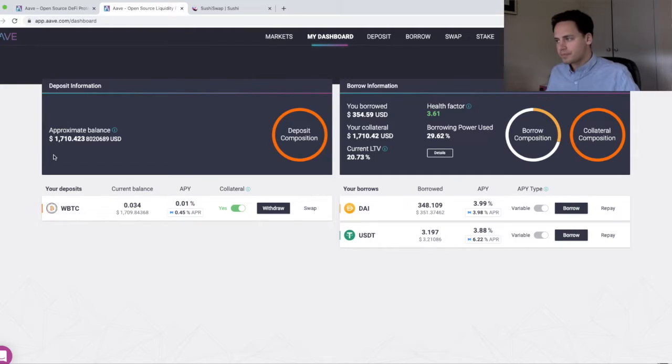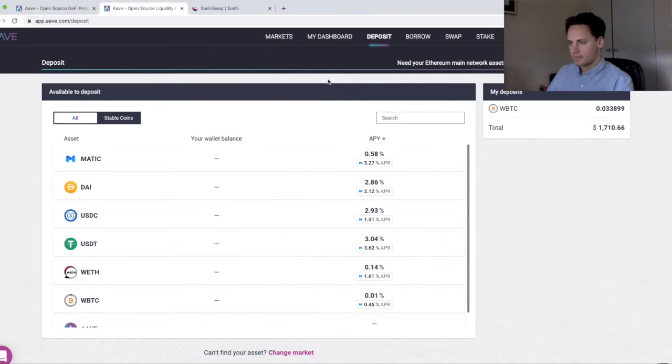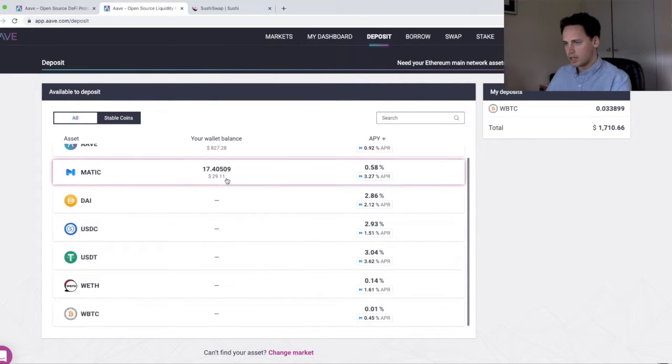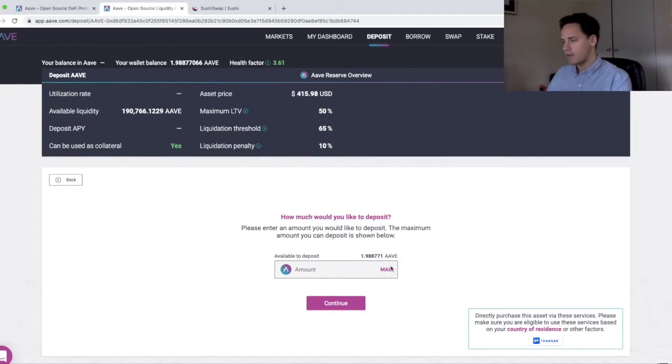Now we can see that over here in the borrow information, my current position has a health factor of 3.61, and my borrowing power used is 29.62%. Now I'm actually going to deposit some additional funds onto Aave so that my lending position, once I show you how to borrow, is safer. So we'll go on to deposit, and we will select Aave since I have some Aave.